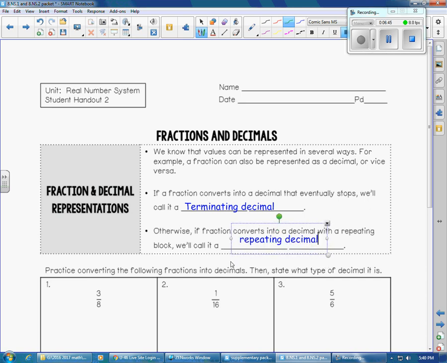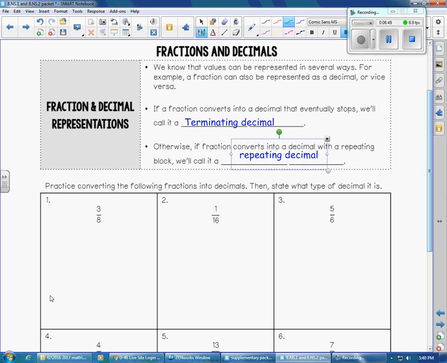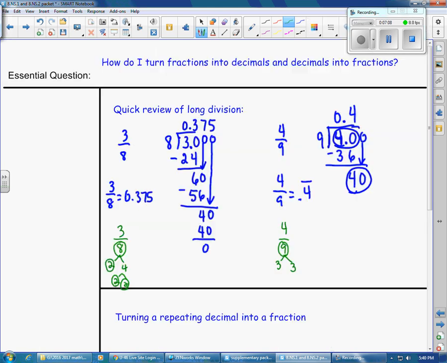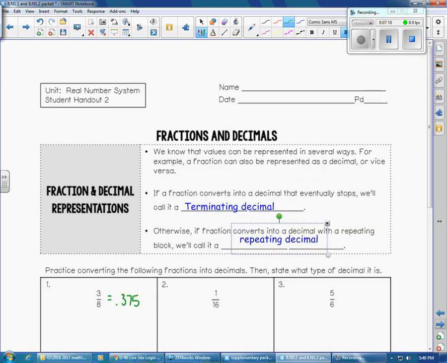Okay, so 3/8 we did already. You don't have to show your work on this one. You can just rewrite the answer unless you want the practice of doing some division. Either way is fine. This is equal to 0.375, and it's a terminating decimal. I said 0.375, so that's fine either way.